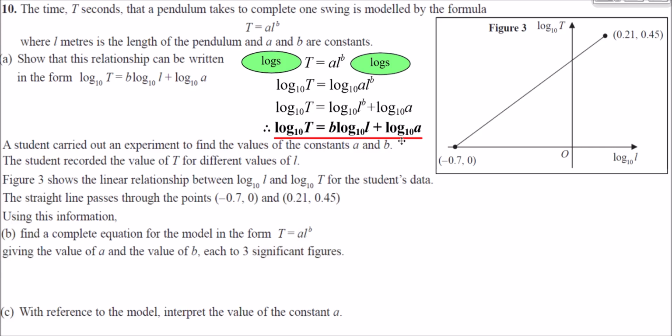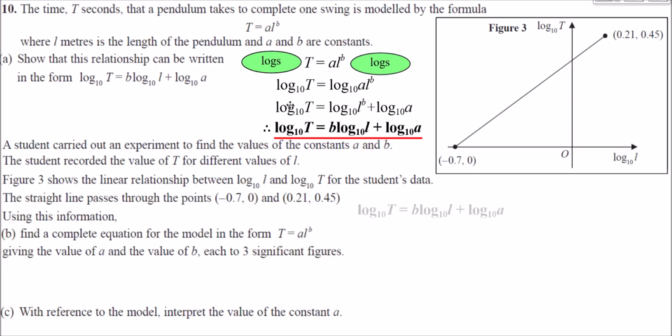So the equation y equals mx plus c takes the form variable, constant, variable, constant. This is the same thing here. Variable, B is a constant. Variable, because log base 10 of L varies, and that's going to be a constant too. If A is a constant, log base 10 of A will also be a constant. So, using this information, we can now piece together what these constants are.